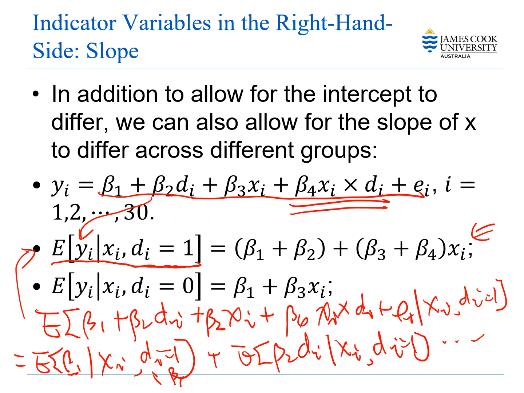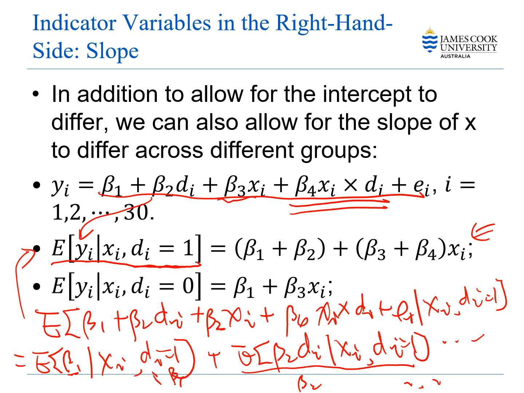Beta 2 times di, so now beta 2 is a constant, so we can pull it out. So this term is beta 2 times the expected value of di, conditional on xi and di equal to 1. And now we are conditional on di equal to 1, so that means we actually know di is equal to 1. So this is actually equal to 1, and 1 is a constant, so the expected value of 1 is 1. 1 times beta 2 is beta 2.